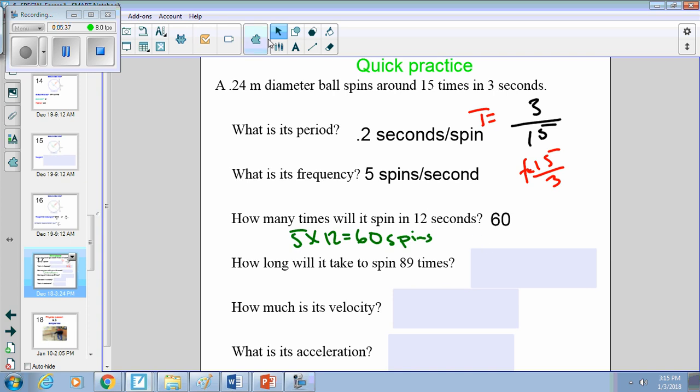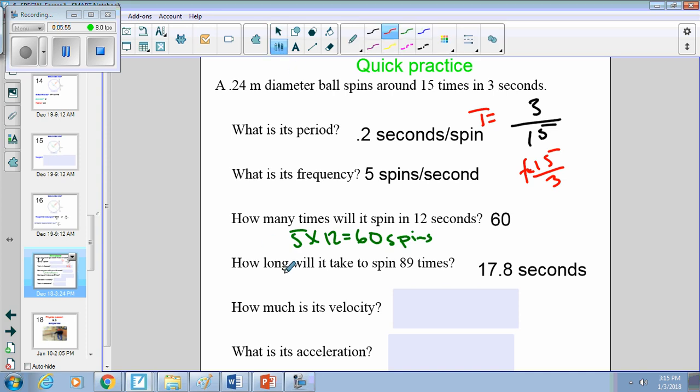So technically, I should point out there are 2 ways that you can do either of these. So we have the frequency here. So what we can do is take the number of times, 89, and multiply that by 0.2, or we can take our 89 and divide it by 5. And that'll give us how long it's going to take to spin 89 times. Yay!